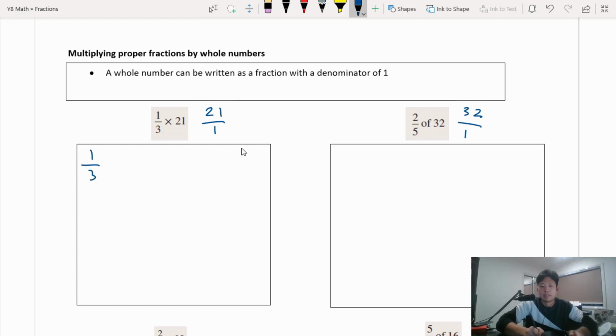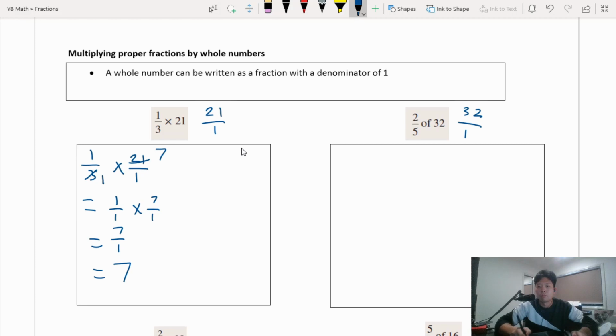1 over 3 times 21 over 1, that will be our question. And check if there's anything that we can simplify. The 3 and the 21 can both be divided by 3. So 3 divided by 3 is 1, and 21 divided by 3 is 7. So our question now is 1 over 1 times 7 over 1, which gives us 7 over 1, and our answer is 7. Alright, let's move on to the next question.